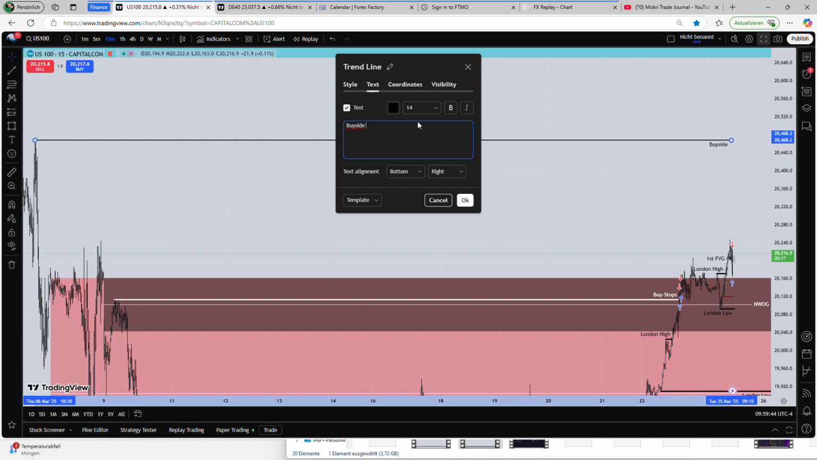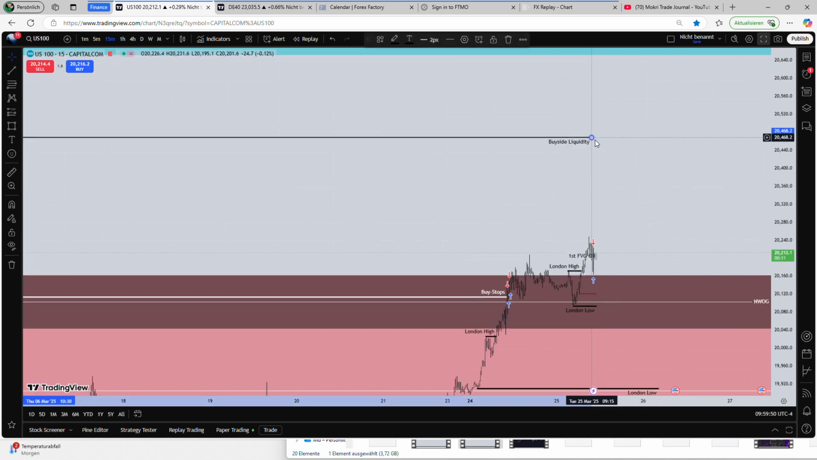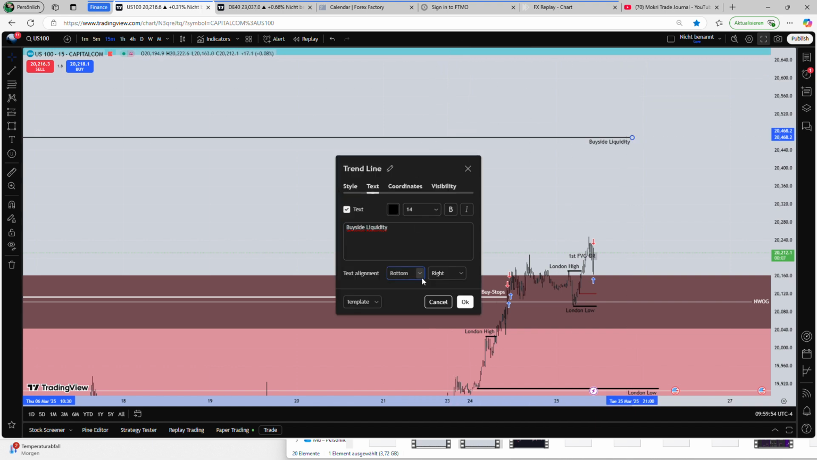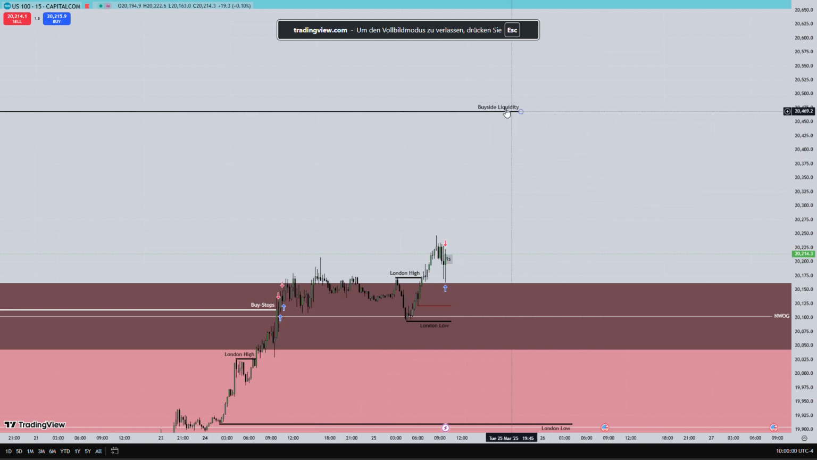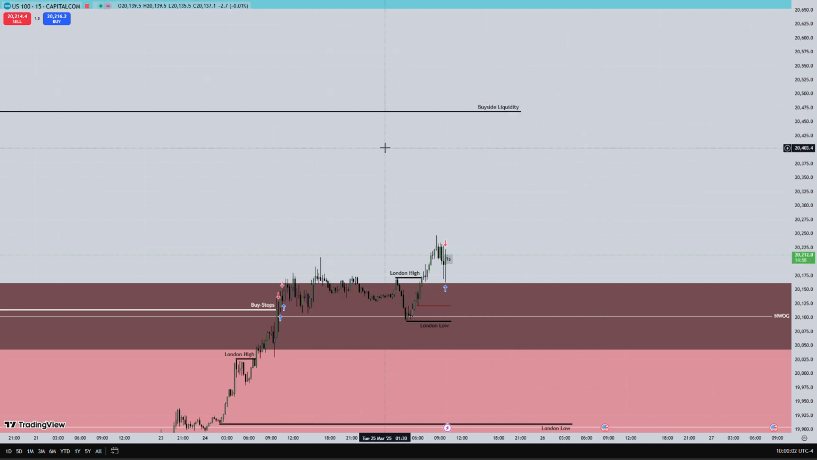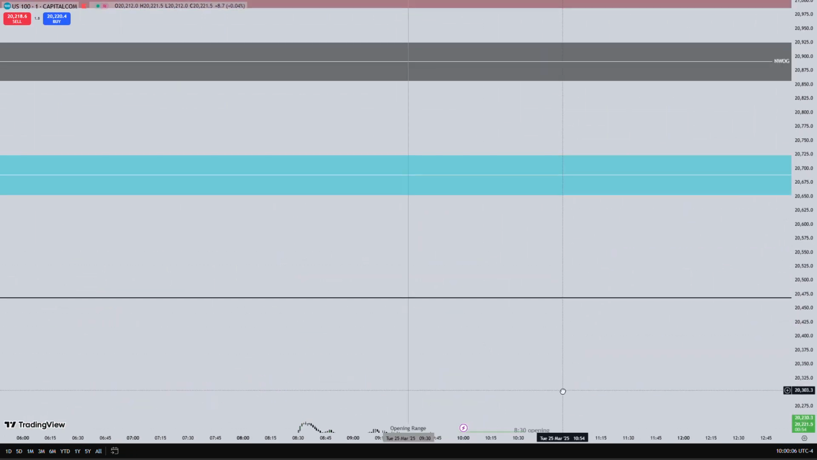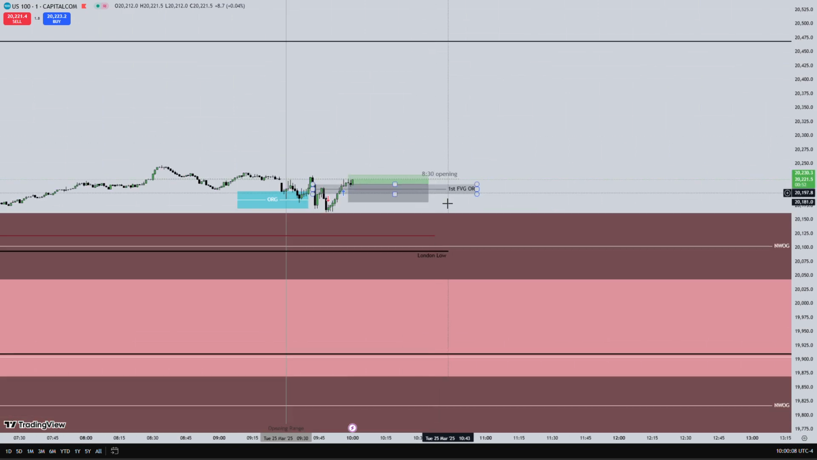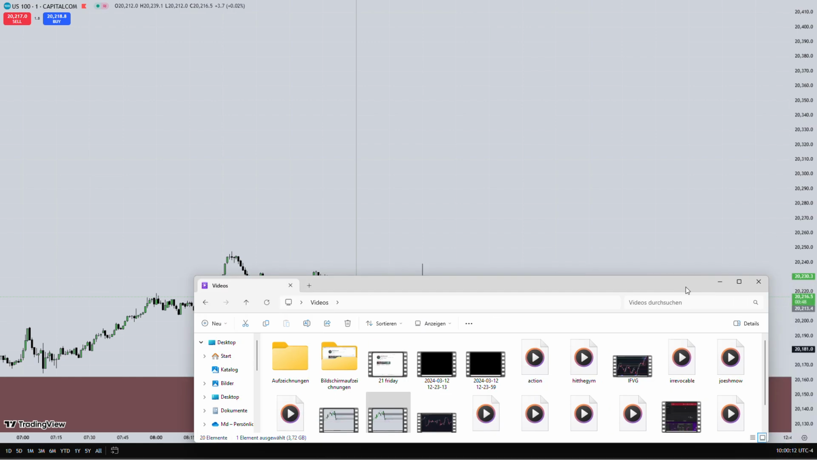Buy side liquidity. Okay, and of course price might just not trade all the way higher to this buy side liquidity, but I'm going to use that as my pool of liquidity. I might just get out of this trade much sooner.